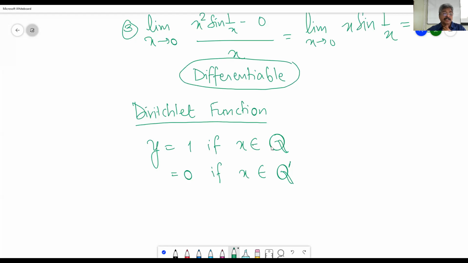Now, can you sketch this? Sketch and discuss continuity of Dirichlet.